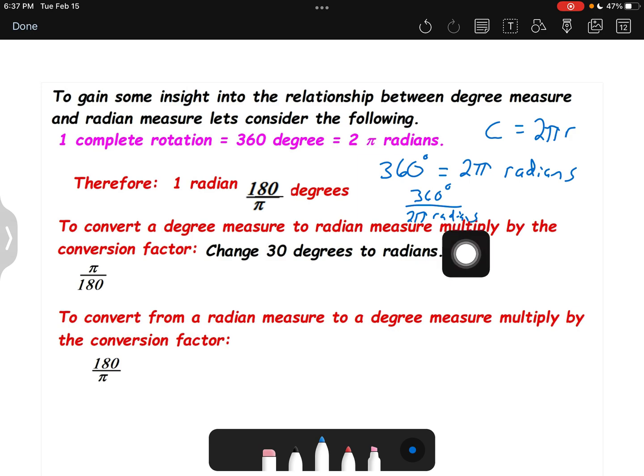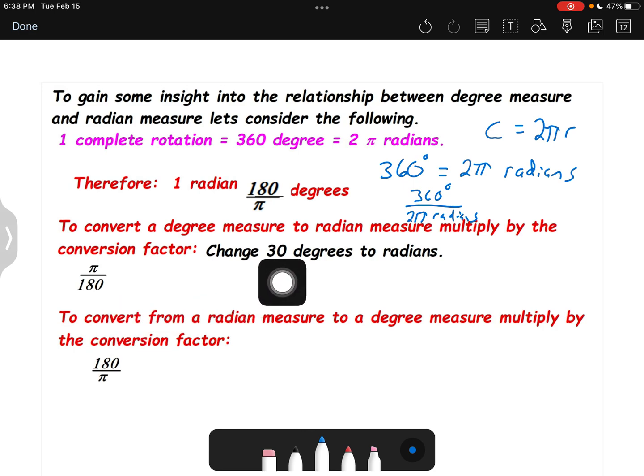Now, when you use a conversion ratio, whatever you want to convert to, that's the one that you put on top. So if I wanted to convert a radian to a degree measure, I'd multiply by 180 degrees over pi radians, okay? But if I wanted to convert the other way, because remember, these are equal to each other, I could put the 2 pi on top, and then the 360 on the bottom would reduce to pi over 180, okay?